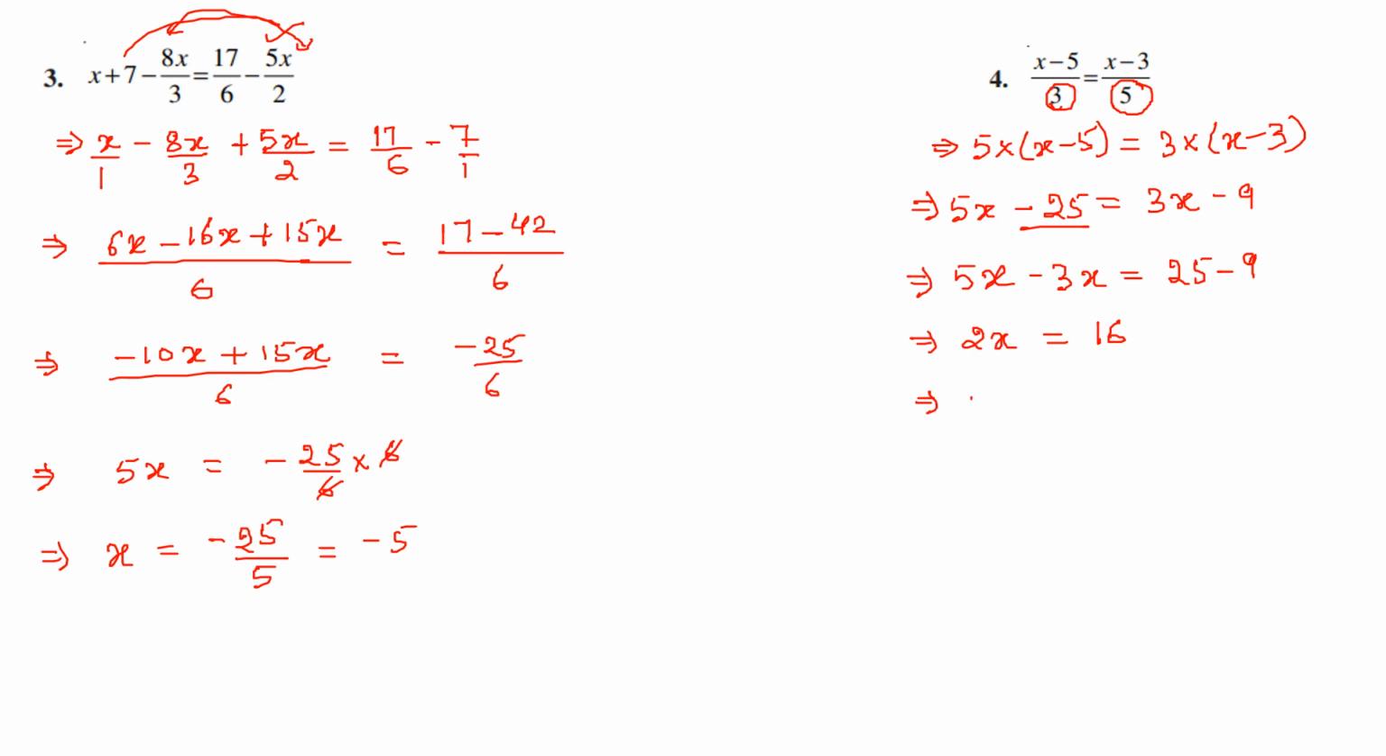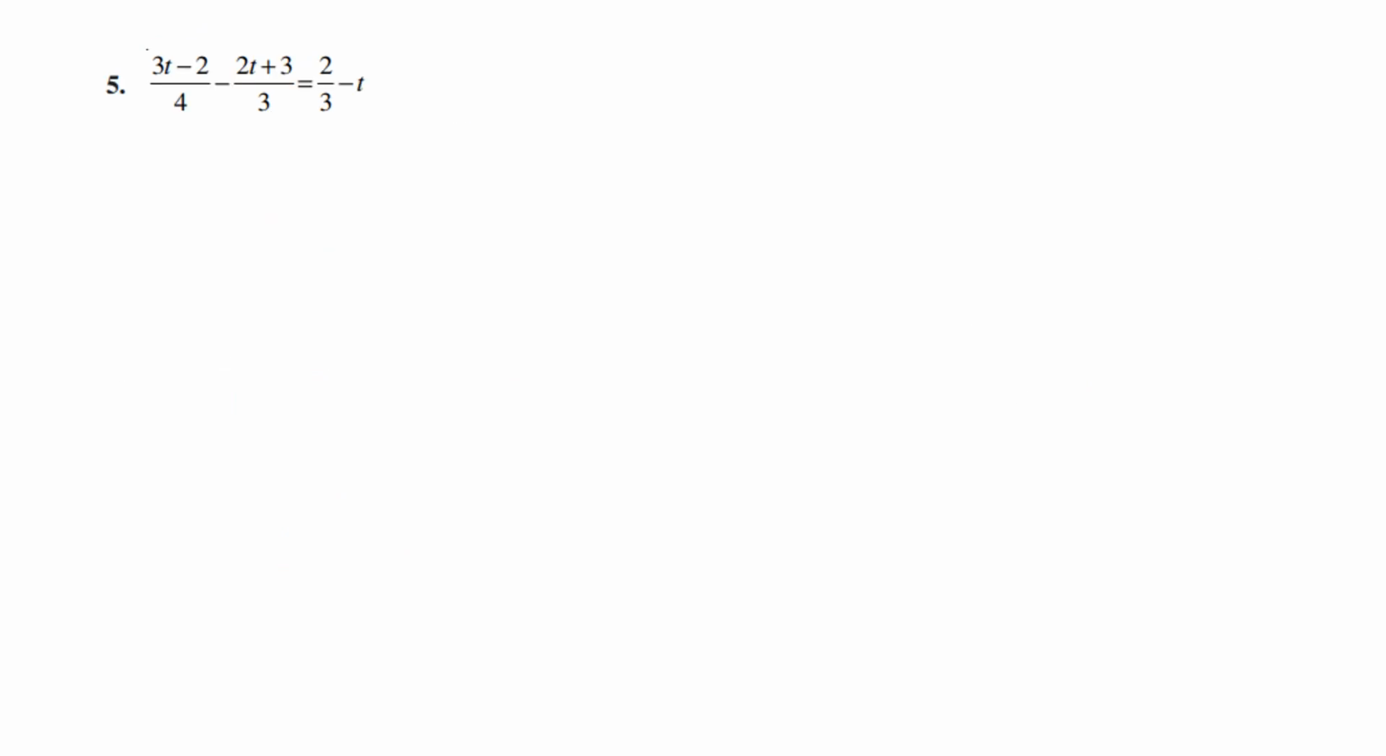Next transpose 2 to the RHS. So it will be 16 by 2 equal to 8. So from here I have got the solution of the equation as 8. Okay, now moving to the next question. Now fifth question. (3t minus 2) by 4 minus (2t plus 3) by 3 equal to 2 by 3 minus t. Now here also I will transpose this minus t from RHS to LHS first.